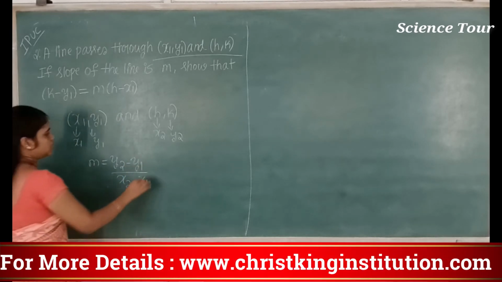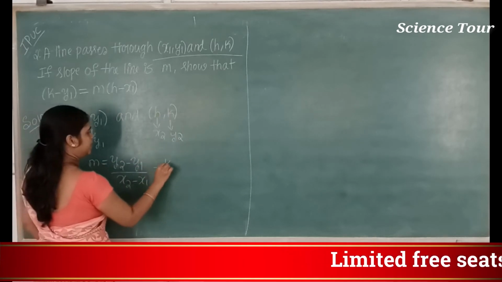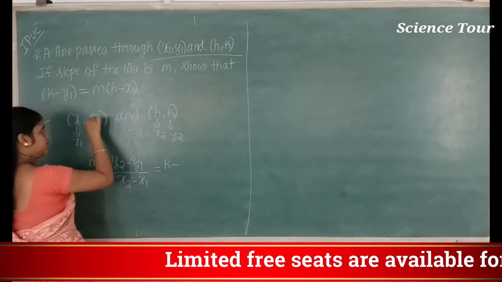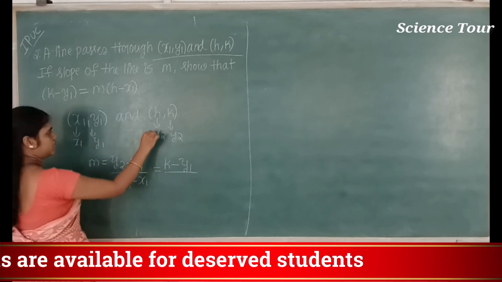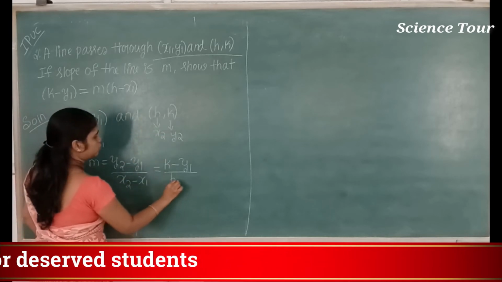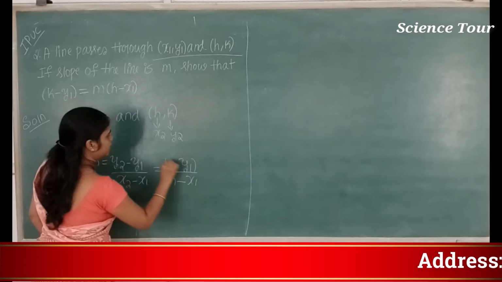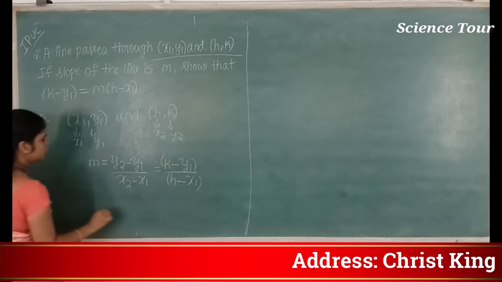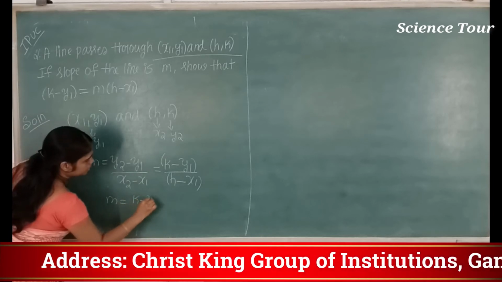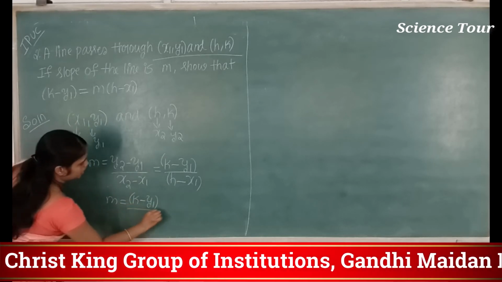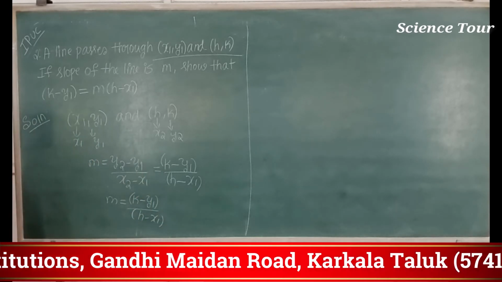So this is equal to y2, what is the value of y2? k, minus y1, y1 itself, by x2. What is the value of x2? h, minus x1, x1 itself. So therefore m is equal to k minus y1 by h minus x1. This is the question, isn't it?